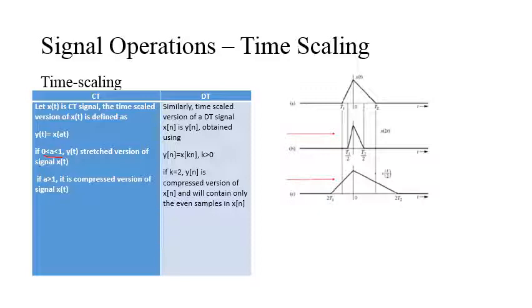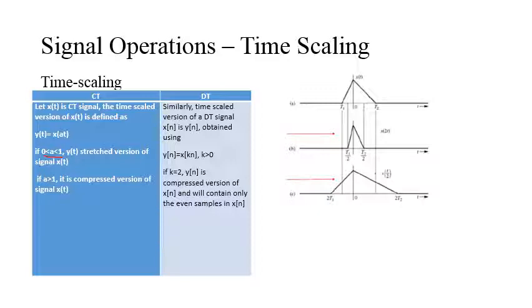For example, a value of a less than 1 and greater than 0 means positive, and for example we have a equals 1 by 2, or we can say a equals 0.5. So if a equals 0.5, y of t equals x of t by 2, right? So if y of t equals x of t by 2, then we say y of t will be the stretched version of the input signal. And if a is greater than 1, then we say it is a compressed version of the signal x of t, right?